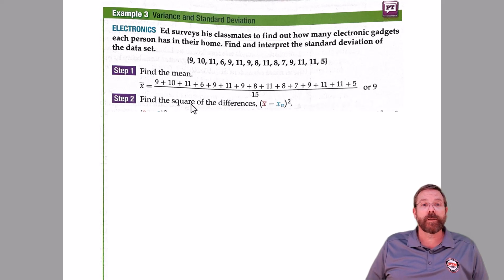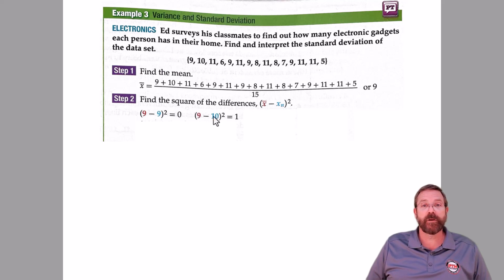From here, we're going to find the square of the differences. Now, if you remember when we did mean absolute deviation, it's the same basic formula, but it wasn't squared. So we have to take the mean, which was 9, subtract from it each one of these data values, and then square that solution. So, for example, the first term was 9, 9 minus 9 squared is 0. The next term is 10, so 9 minus 10 is negative 1, and negative 1 squared is 1. The next term is 11. 9 minus 11 is negative 2, and negative 2 squared is a positive 4.